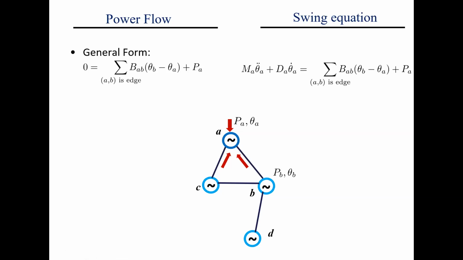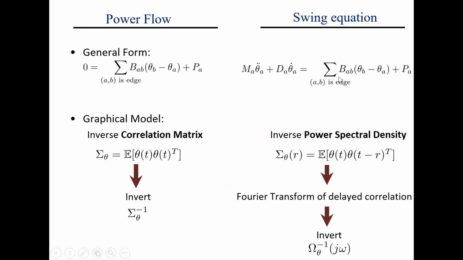Now, just to relate how the graphical model looks in the static case, which is the power flow, with the dynamic case, these are the two equations. As I mentioned, in the static case, you take the correlation matrix and just invert it, and it gives you a graphical model. In a dynamic case, the graphical model or its conditional independence structure is given by the inverse power spectral density matrix. So what is power spectral density? Note that these are temporally correlated signals. So not only can you compute the nodal correlation of phase angles at the same time, but you can also look at delayed correlation. So you can look at theta at t and look at its correlations at t minus tau, where tau can be negative or positive.